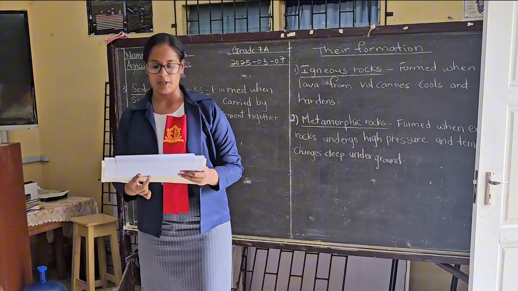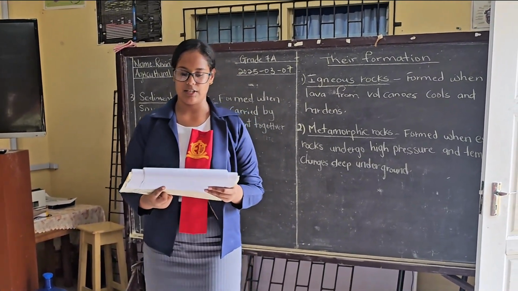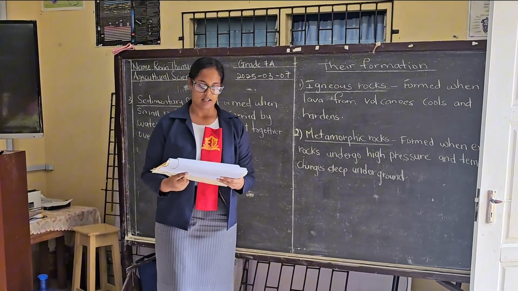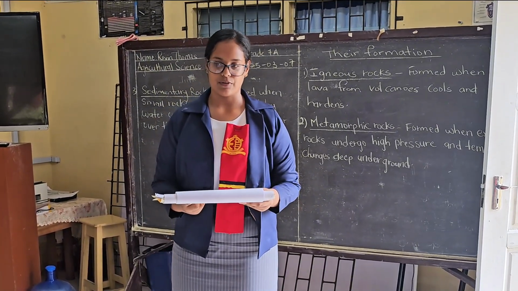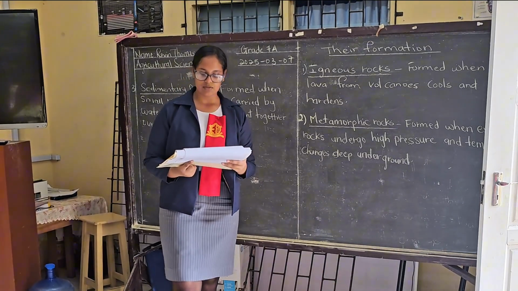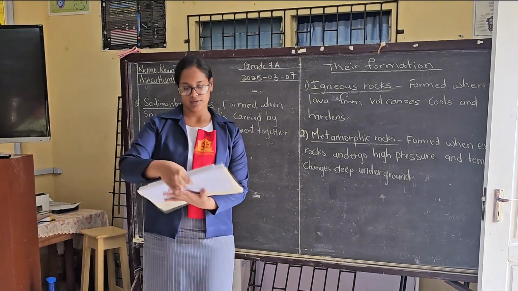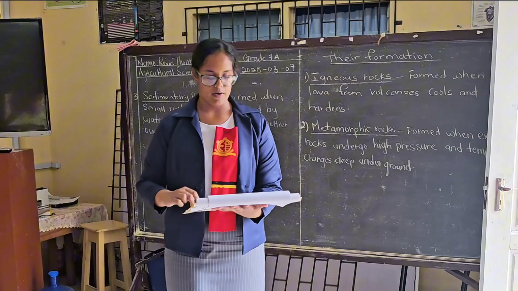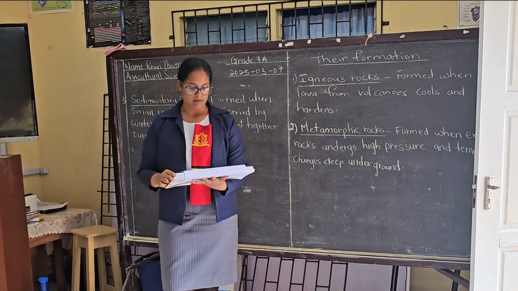So let's go. Number 1, a rock is a man-made material that forms the Earth's crust. Is it true or false? It is false. Very good. Number 2, the rocks are made up of minerals. True or false? True. Good. Number 3 now, the igneous rocks are formed when lava cools and hardens. Is it true or false? True. Number 4, the sedimentary rocks are formed by cooling of the magma. True or false? False.